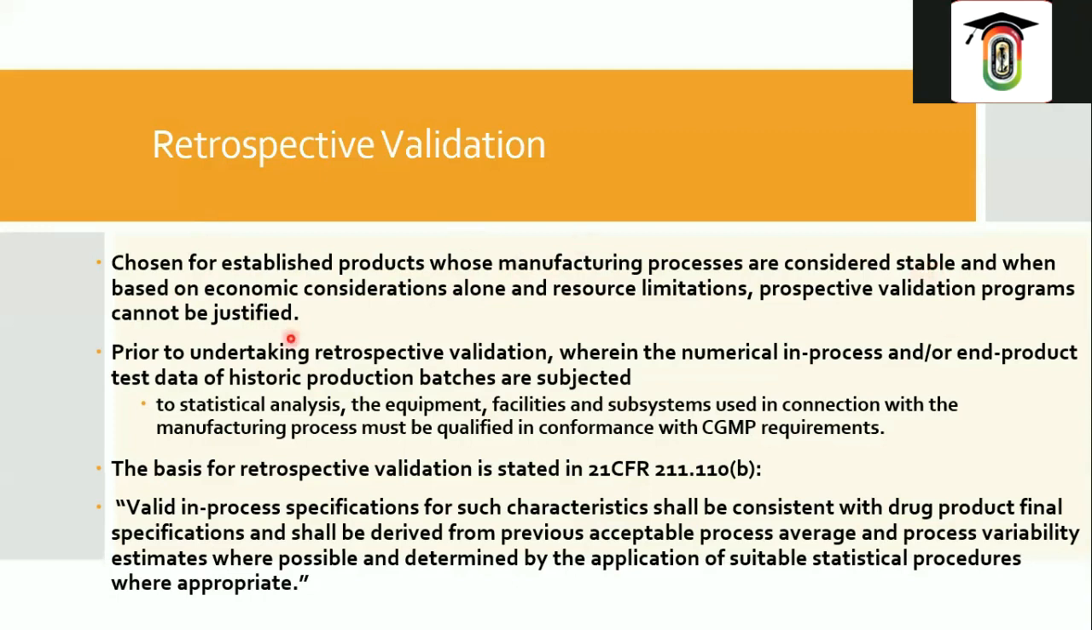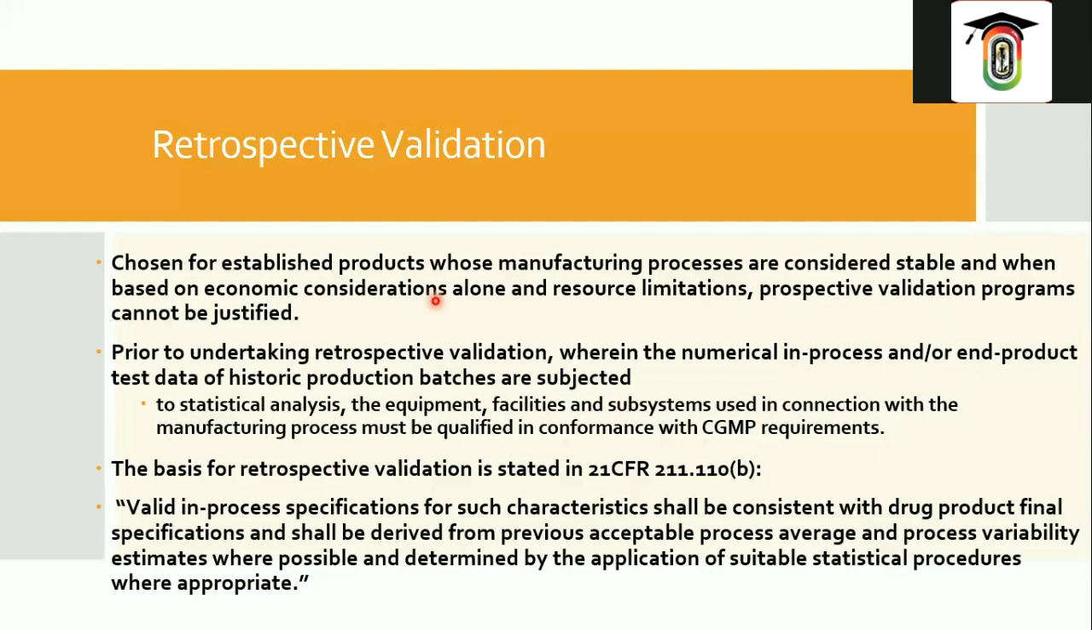When based on economic consideration alone and resource limitations, prospective validation programs cannot be justified. So when we have to perform retrospective validation, it is because every time we are not going to perform the prospective validation. Economic consideration or resource limitation is there, right? So every time we will not go for the prospective validation. Hamesha prospective validation nahi karenge. So here we will do the retrospective validation, but for that, we will select the established product whose manufacturing process is stable, right?